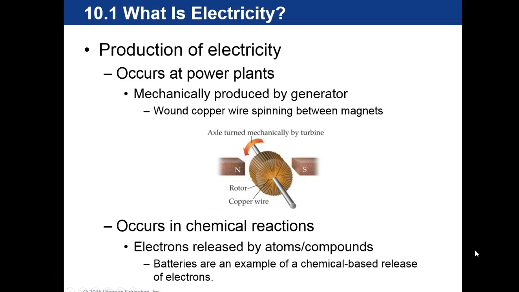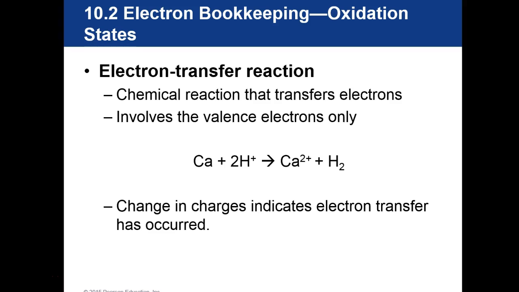Well, at power plants, it's mechanically produced by a generator. There's wound copper wire spinning between magnets. An axle is turned mechanically by a turbine, where you see there's north and south poles. This occurs in chemical reactions as well. Electrons are released by atoms or compounds, and batteries are a perfect example of a chemical-based release of electrons. Because as you know, we don't always have to plug something in a wall.